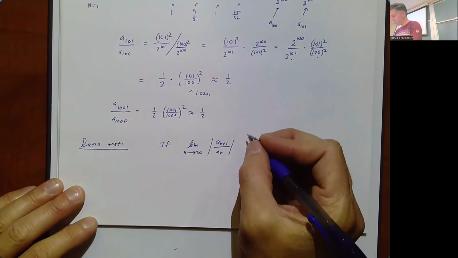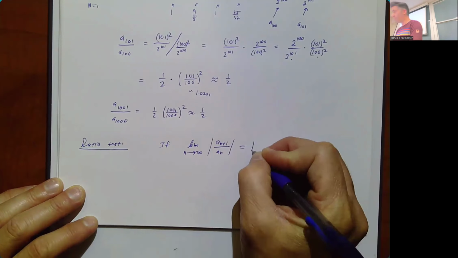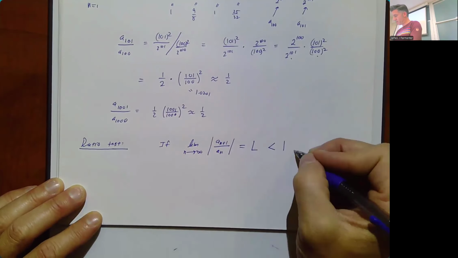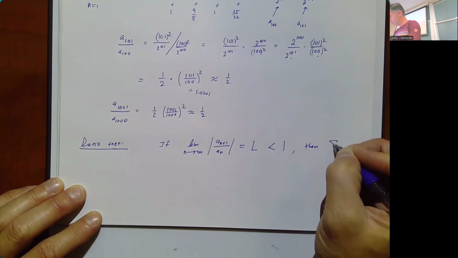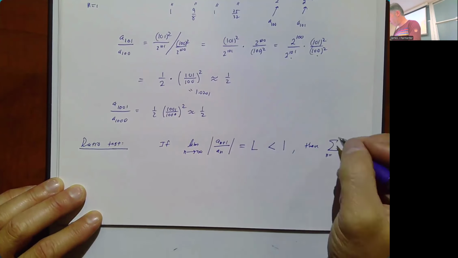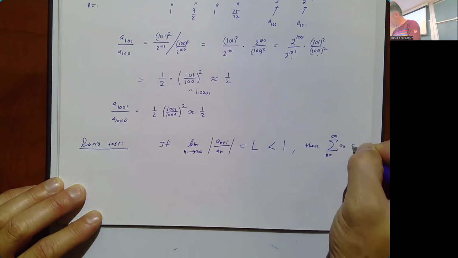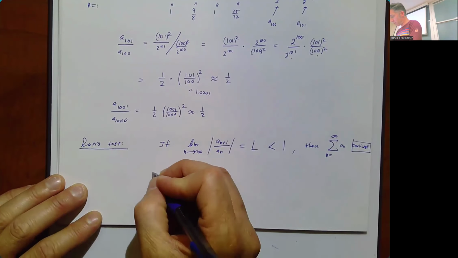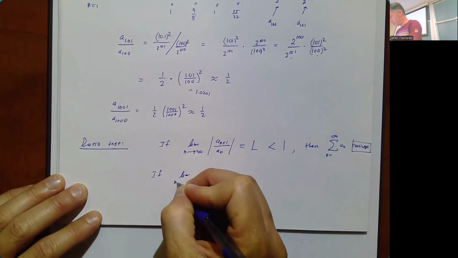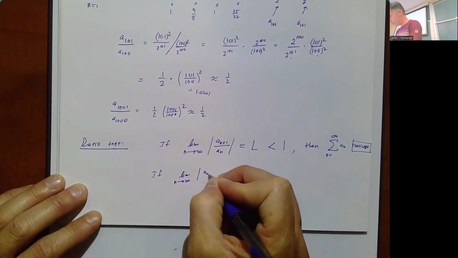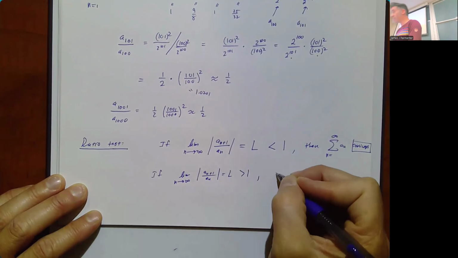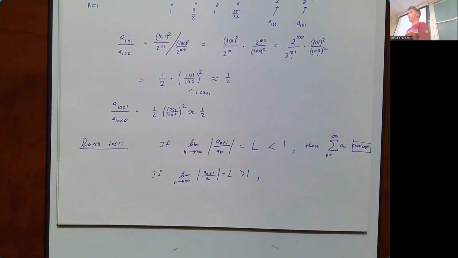So if this limit, which we're going to call L, is less than 1, then the series from n equals wherever to infinity converges. And similarly, if that limit as n goes to infinity is greater than 1, then our ratio is greater than 1 and the series is divergent.